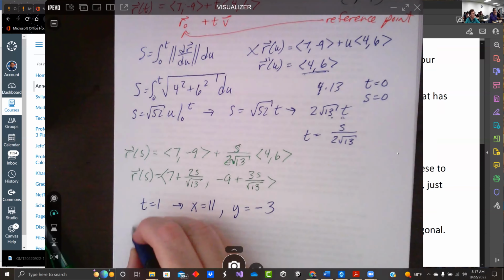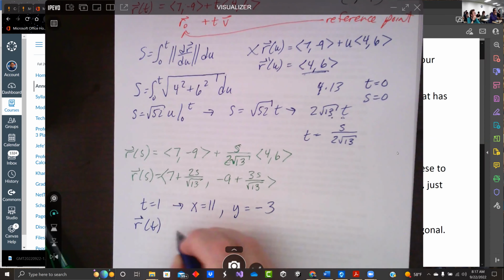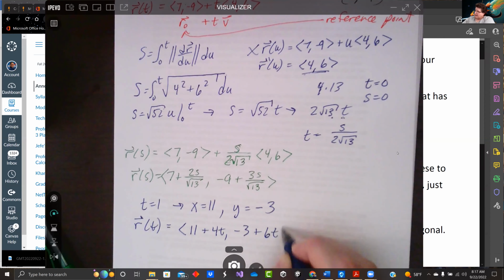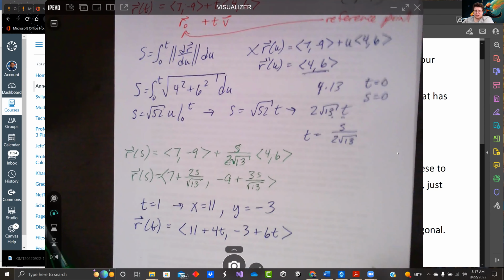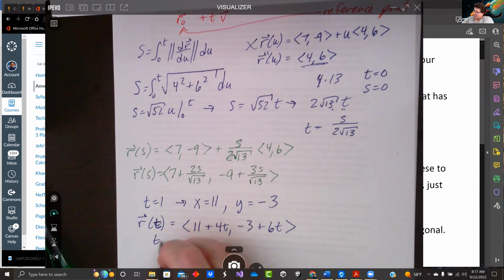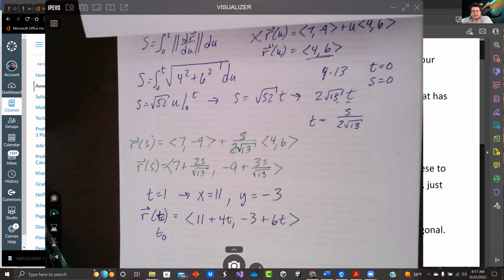So another parameterization of that would be 11 plus 4t, negative 3 plus 6t. They just have different t naughts. Here, t0 is 11, negative 3. Previously, it was 4, negative 9. So it just changes. I could start it anywhere. I could have gone with t equals 1/2. It just changes where you're starting.